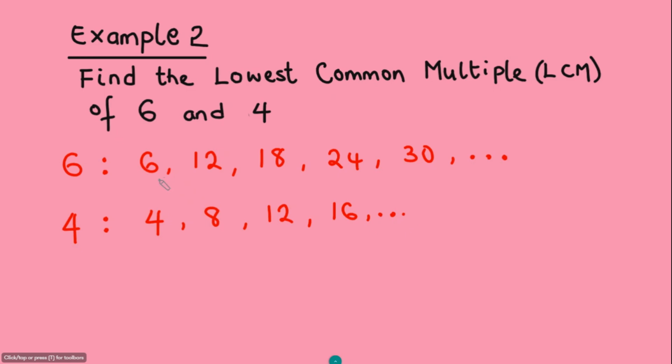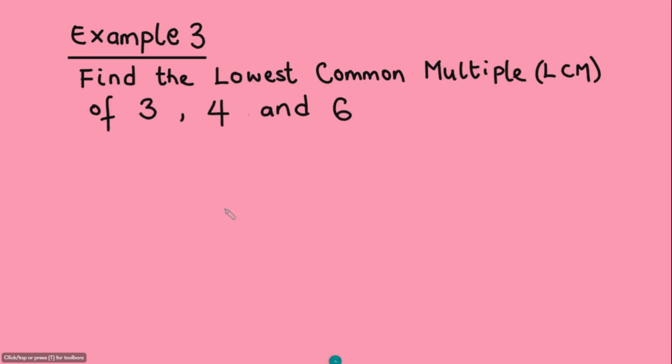Now, if you look at the multiples of 6 listed first and then the multiples of 4 listed here, we can immediately see that some multiples on the top and the bottom are similar, and that's quick to spot because you see we have 12 here and 12 on the bottom. So 12 and 12 becomes your LCM. So the lowest common multiple here is 12. Now you understand how to find the LCM.